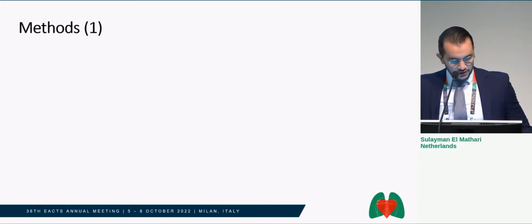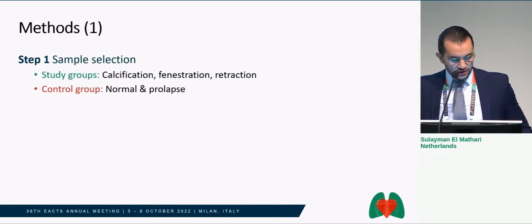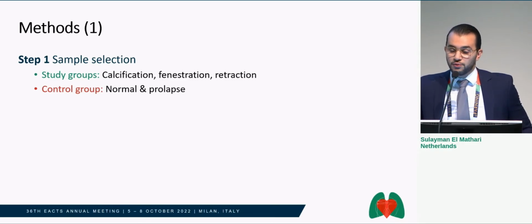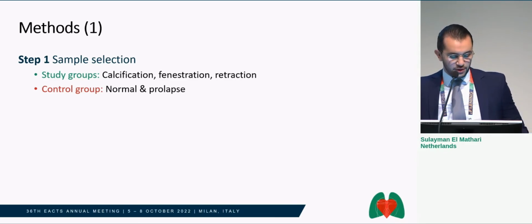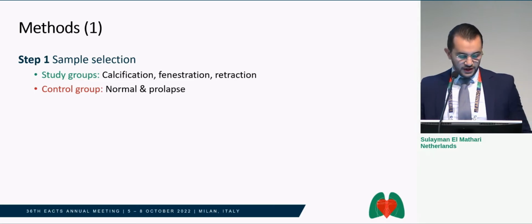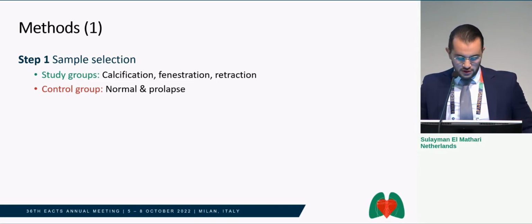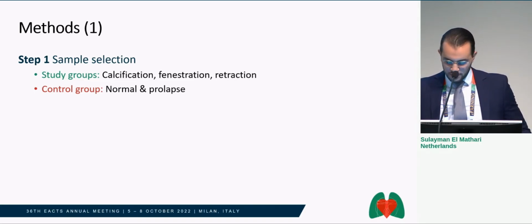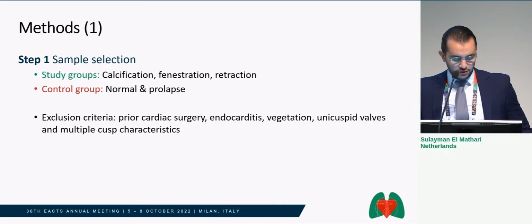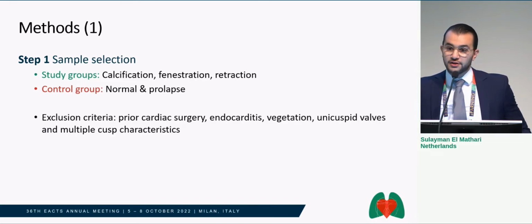In our methodology, the first step was sample selection, in which we created a study group and a control group. The study group consisted of three subgroups, which were patients with cusp calcification, fenestration, and retraction. And the control group consisted of patients with normal and prolapsed cusps. We excluded patients who had prior cardiac surgery, endocarditis, vegetation, unicuspid valves, or when there was a combination of multiple cusp characteristics in one patient.